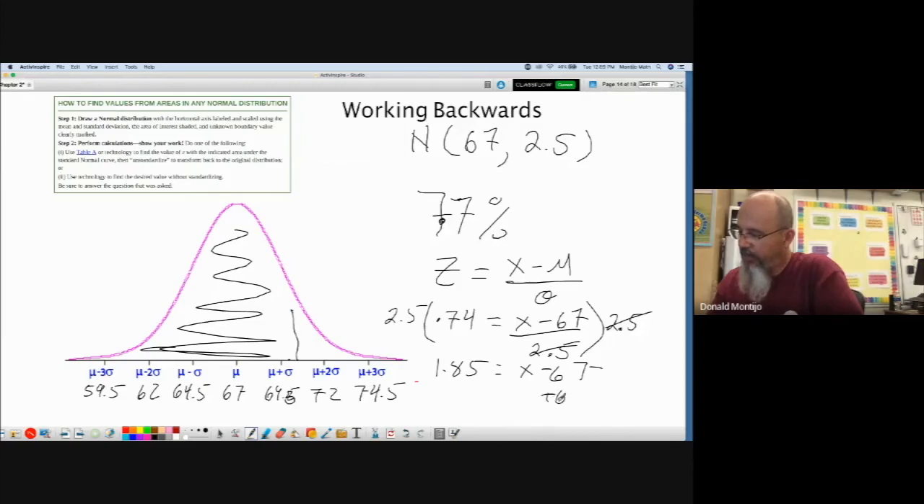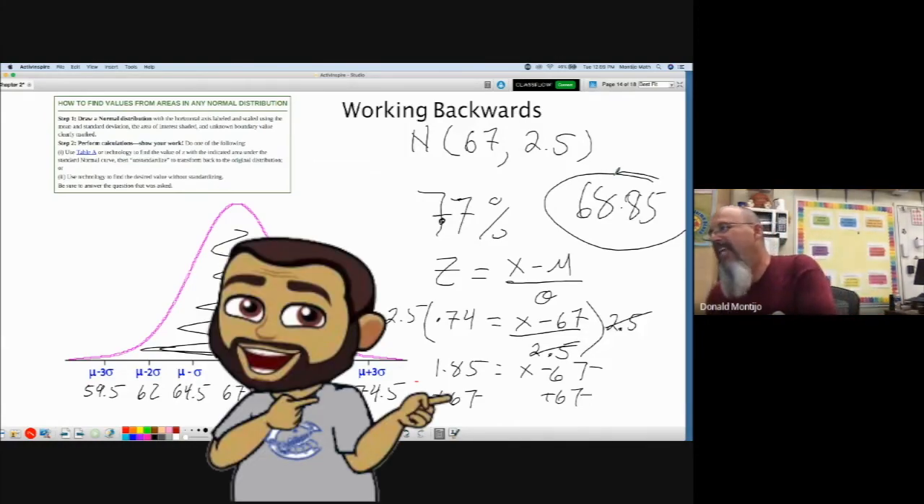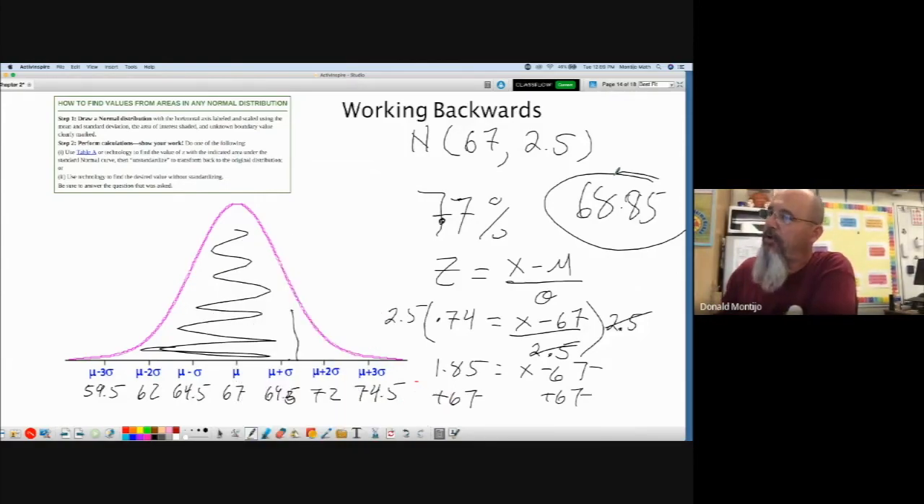Add 67 to both sides, and I can find out that Montijo is 68.85 inches tall. So that's how we would solve a problem working backwards. Okay. 68.85 inches tall at the 77th percentile. So Montijo is 5 foot 8.85 inches tall. That's how we work backwards. We find the z-score first by looking it up in table A for that percentile, and then we solve for x because we will know the mean and standard deviation.